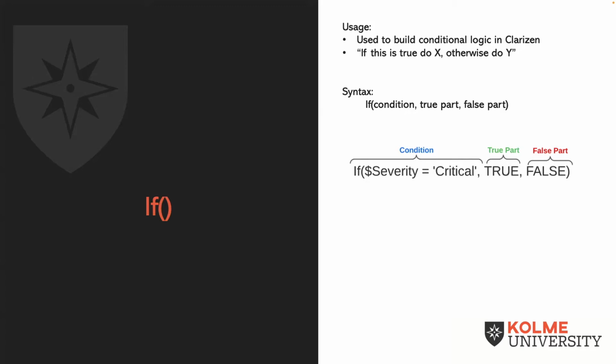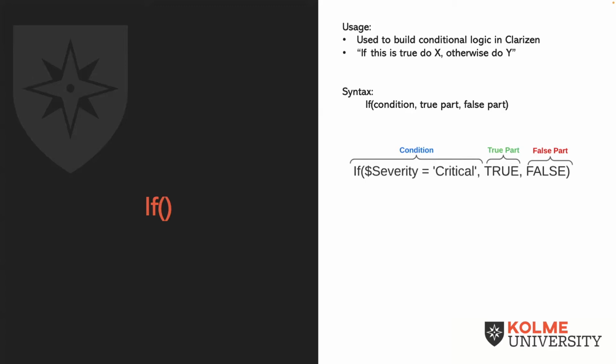Right. So the if function is very similar to an if statement in Excel. It contains three parts. It's going to have a condition, a true part, and a false part. The condition is what you are evaluating as a Boolean true or false outcome. The true part is what Clarizen should do if the evaluation of the condition is true. And the false part is what Clarizen should do should the evaluation of the condition be false.